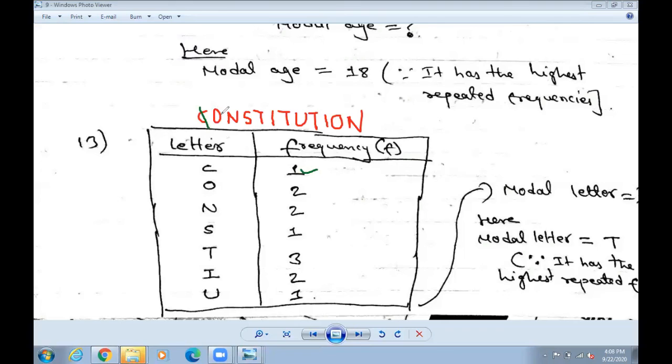So the next letter is O. How many O's are there? One, two. Okay, so two O's are there. So that means let us cancel O and O also. If you want, cancel with a pencil, so that it will be easy for you.